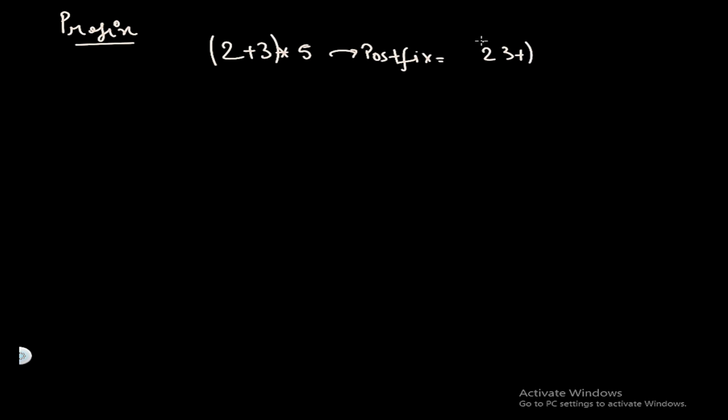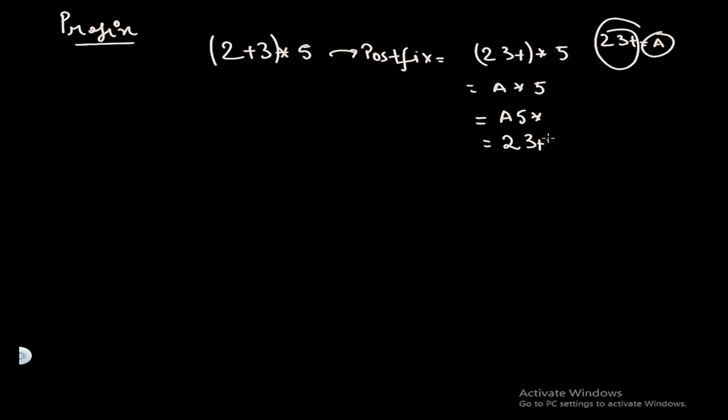Okay, so now let's talk about prefix notation. Understand one thing. You were given 2 plus 3 into 5. Let us assume this was our question. So its postfix notation was 2 3 plus, into 5. Now let's consider 2 3 plus as a. So a and 5, this becomes a5 multiply. A is 2 3 plus, so this becomes 2 3 plus 5 star.